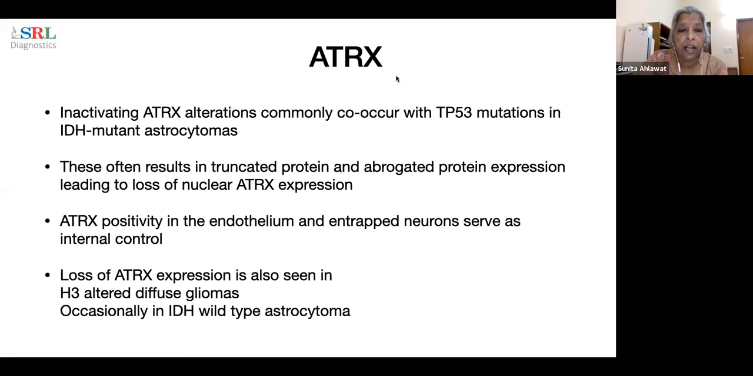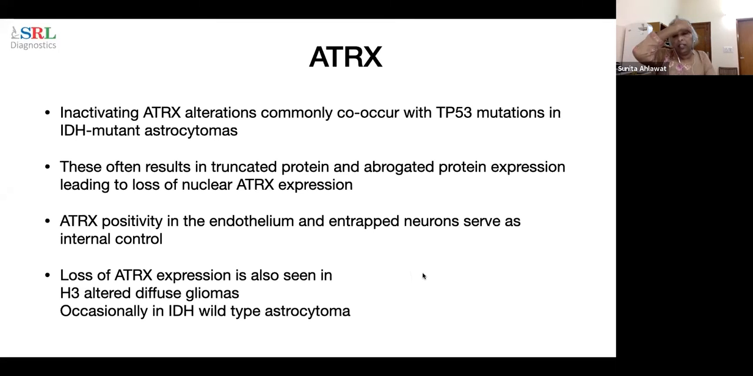Third is ATRX. This is an inactivating ATRX alteration. This commonly occurs with P53 mutations in IDH mutant astrocytoma. These two accompany each other. These often result in truncated protein and abrogated protein expression, leading to loss of nuclear ATRX expression. ATRX positivity in endothelium and in the entrapped neurons serves as a positive internal control.